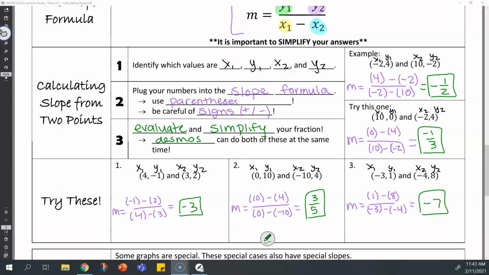All right, so for number 1, you should have gotten negative 3. For number 2, you should have gotten 3/5. And for number 3, you should have gotten negative 7. Okay. If you didn't get these correct, make sure you write down your questions so that we can go over them in class.